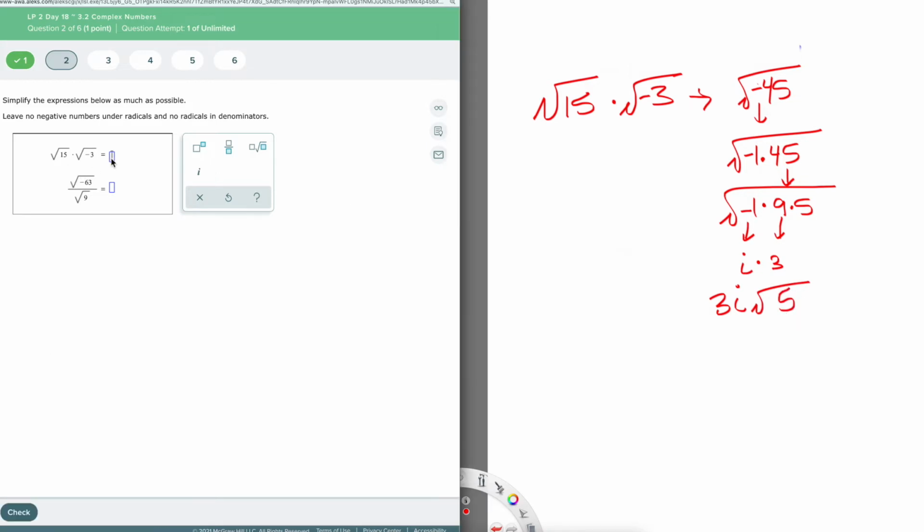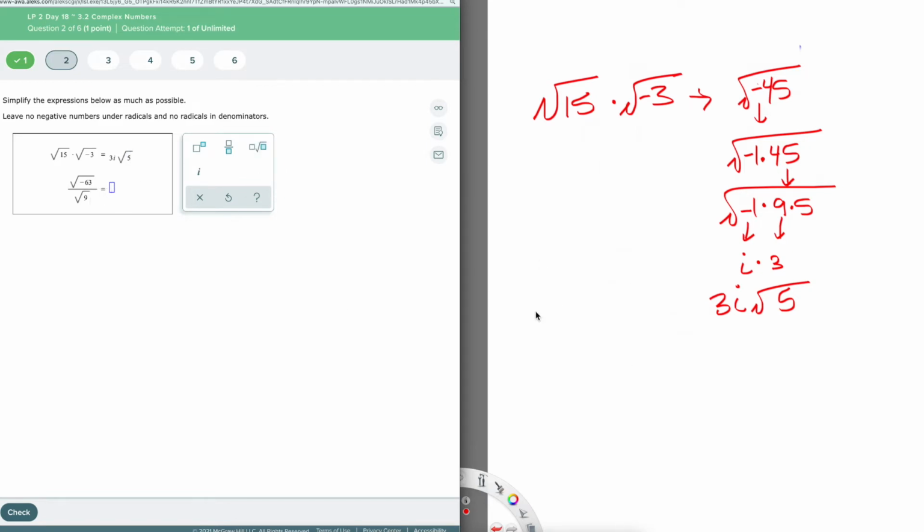So 3i square root of 5. Make sure you use this i, because if you try to do it on the computer, oh, it does work. I thought it wouldn't let me type it in, but it is letting me type in the i there.